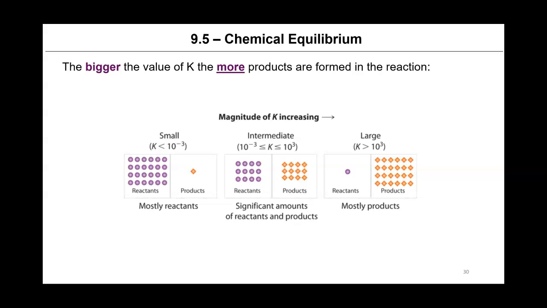The important thing about K is that the bigger the value of K, the more products are formed in the reaction. These are general rules of thumb. If K is bigger than 1000, we have almost entirely products. If K is less than 1 over 1000, or 0.001, we have almost entirely reactants. If K is between 0.001 and 1000, we have significant amounts of both reactants and products.